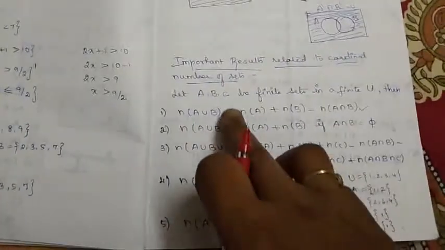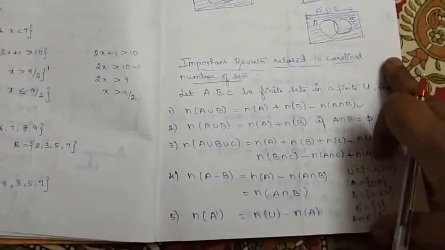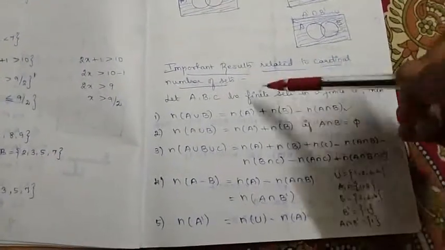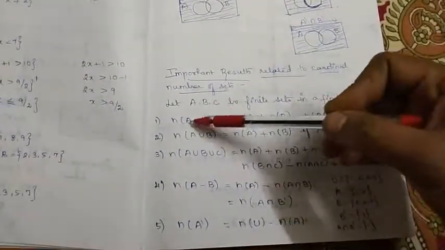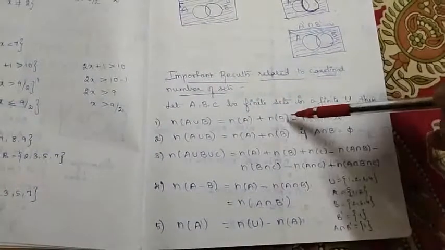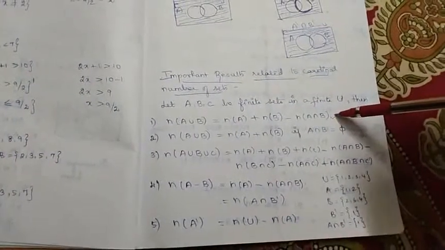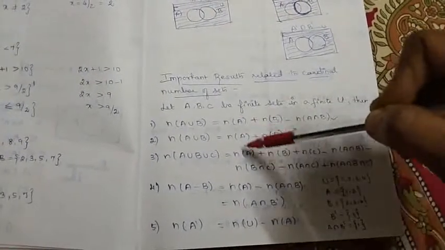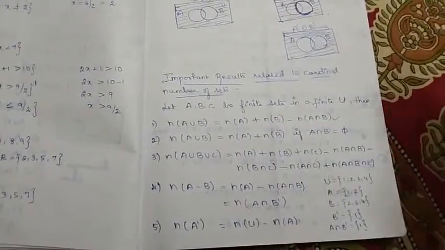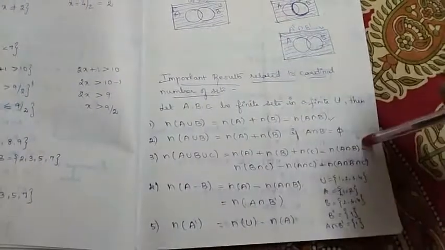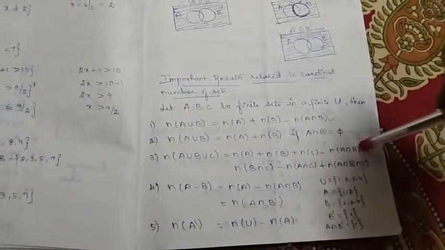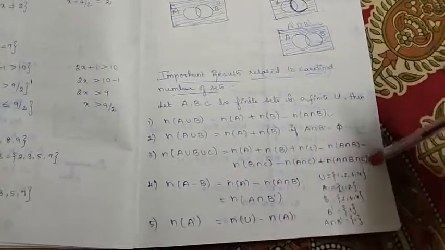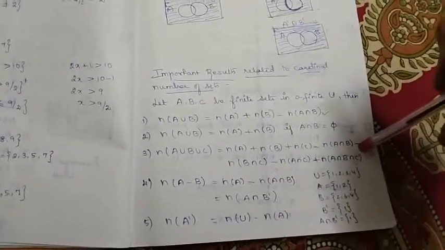Then we have seen some important results based on cardinal numbers. Cardinal number means the number of elements. If A, B, C are finite sets, then n of A union B is n of A plus n of B minus n of A intersection B. If A intersection B is empty, this will become 0, so it is just n of A plus n of B. If you have 3 sets, it should be extended where the intersection of 2 sets taken in order will be subtracted and the intersection of the 3 sets should be added.